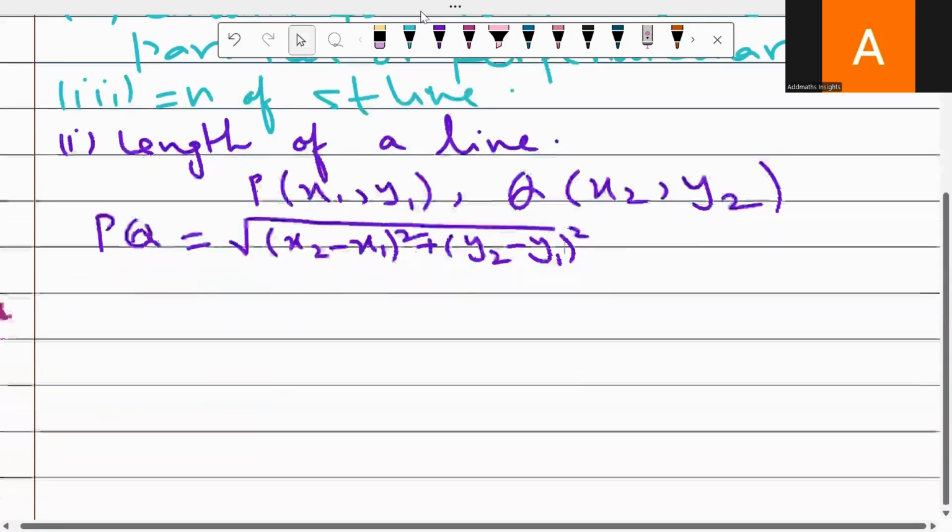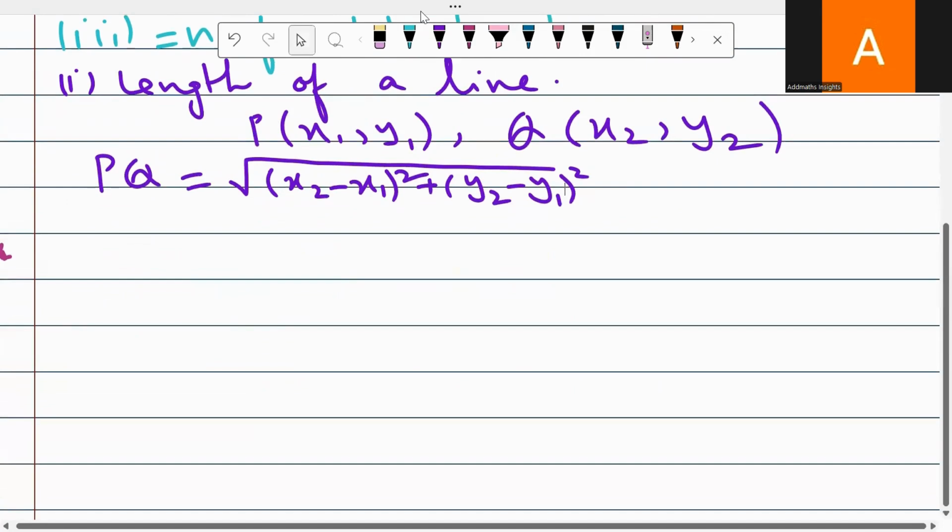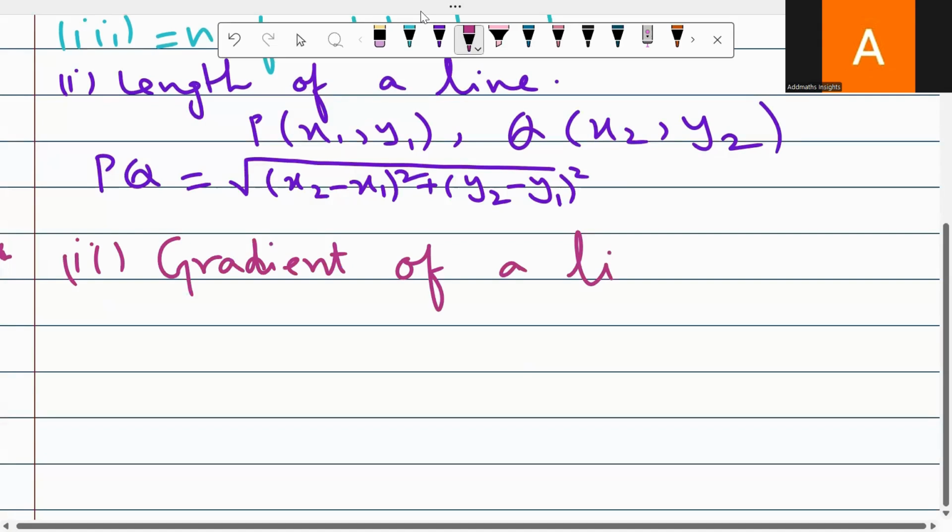Next is, how can you find the gradient of a line? So the formula for finding gradient of a line, and we represent this by the letter m, is m equals y2 minus y1 over x2 minus x1. This is the formula you use to find the gradient of a line PQ.